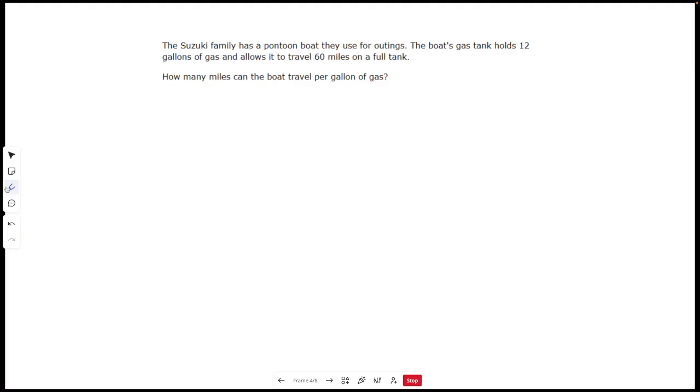So here we go. Let's look at this problem. It says the Suzuki family has a pontoon boat they use for outings. The boat's gas tank holds 12 gallons of gas and allows it to travel 60 miles on a full tank. How many miles can the boat travel per gallon of gas?